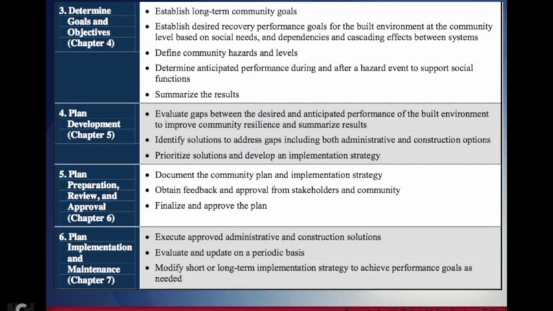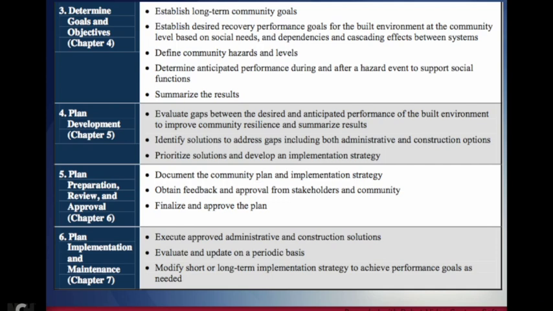So, for determining goals and objectives, there are long-term community goals that need to be established. They need to establish desired recovery performance goals for the built environment at the community level based on social needs, dependencies, and cascading effects between systems. We need to define community hazards and levels, determining adequate anticipated performance during and after a hazard event to support social functions, and summarize the results.